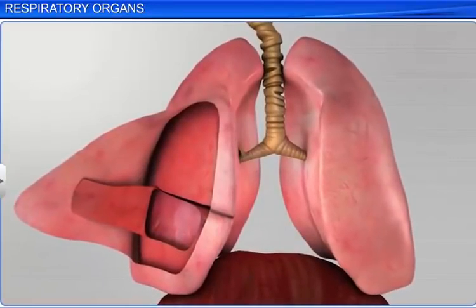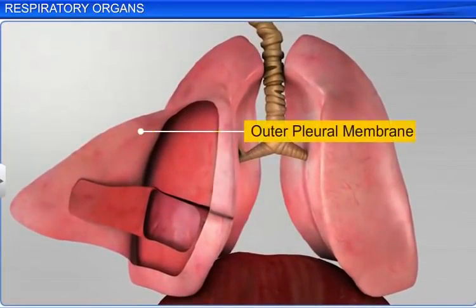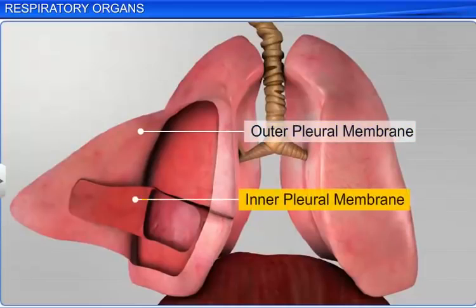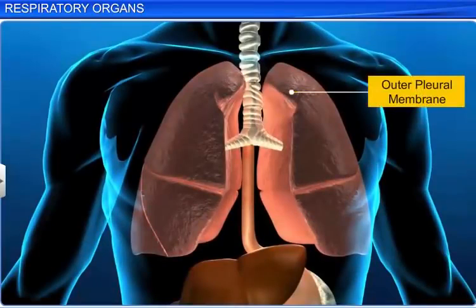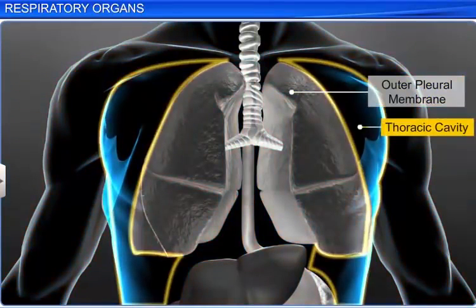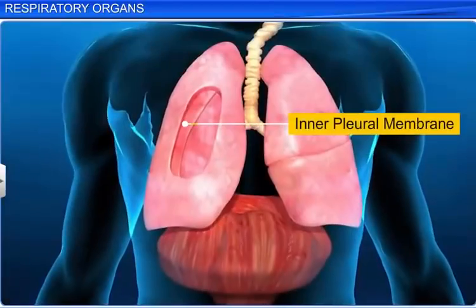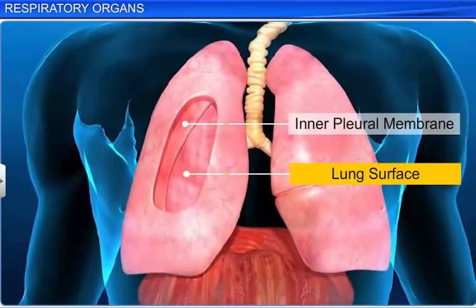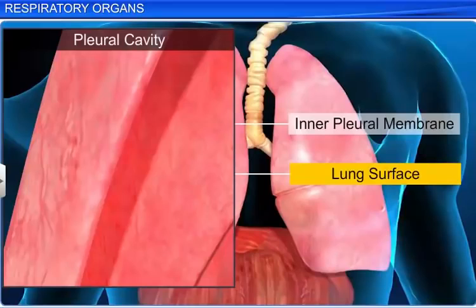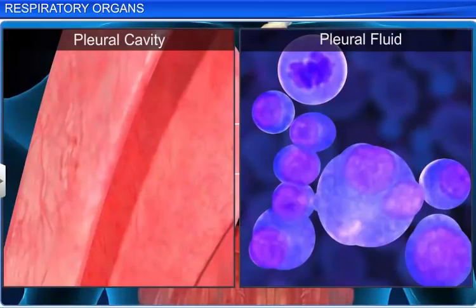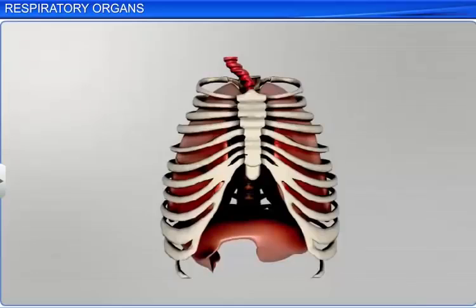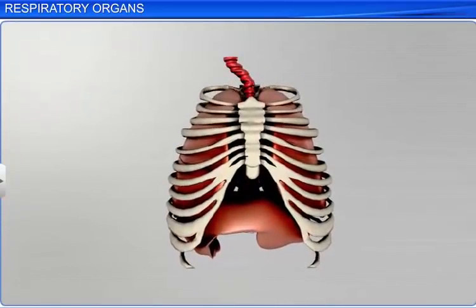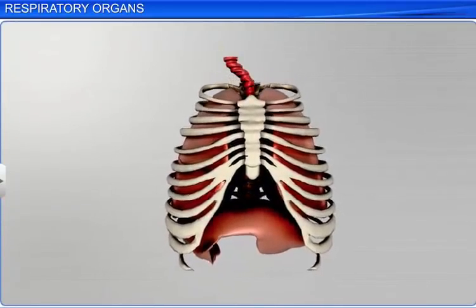Each lung is enclosed by 2 membranes, the outer pleural membrane and the inner pleural membrane. The outer pleural membrane is in close contact with the thoracic lining, whereas the inner pleural membrane is in contact with the lung's surface. The membranes enclose a space called the pleural cavity that contains pleural fluid. Pleural fluid reduces friction on the lung's surface when the lungs expand and contract.